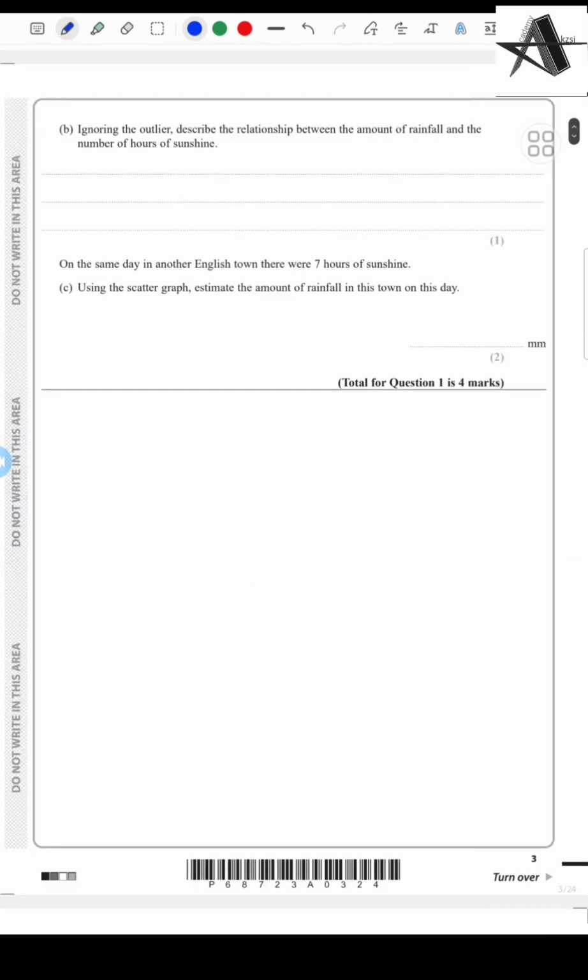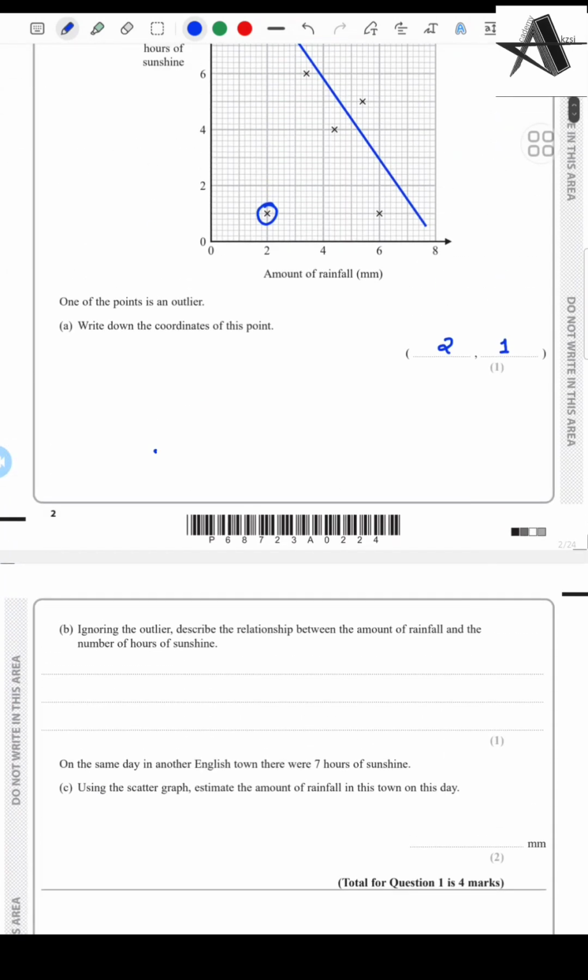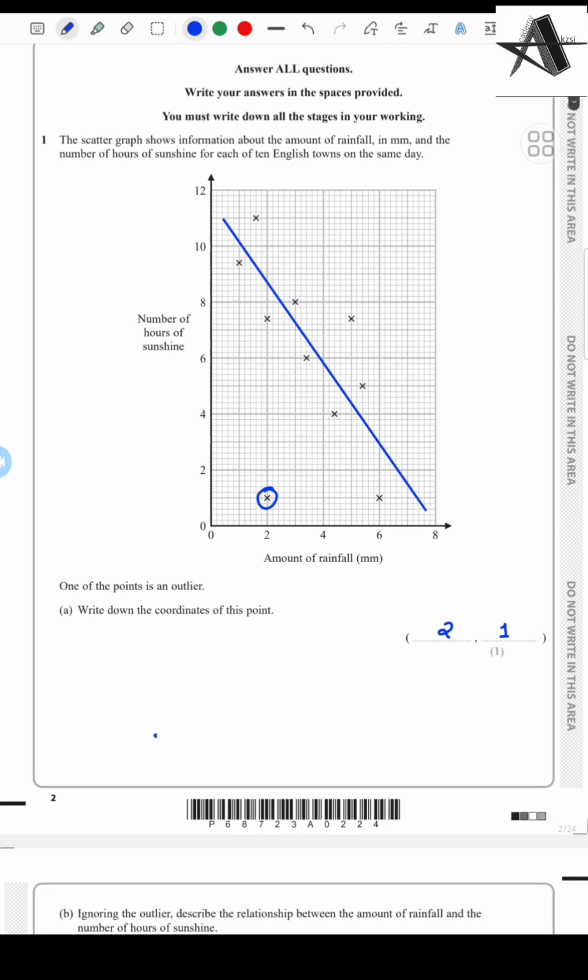Ignoring the outlier, describe the relationship between the amount of rainfall and the number of hours of sunshine. If I take this point, the amount of rainfall is 6 and the number of hours of sunshine is 1 hour. Take again this one: this is 5 and the number of hours of sunshine is approximately 7, you can say 7.2.